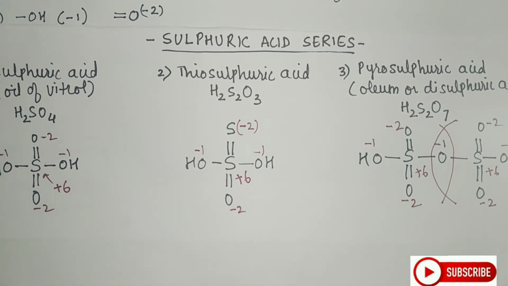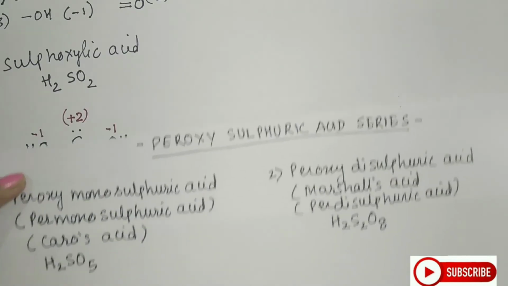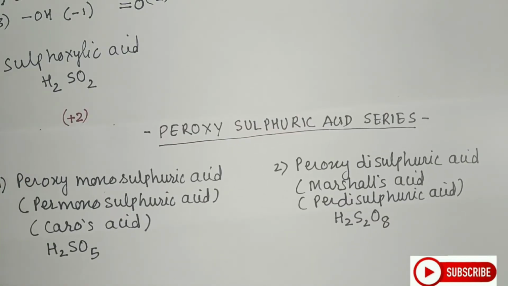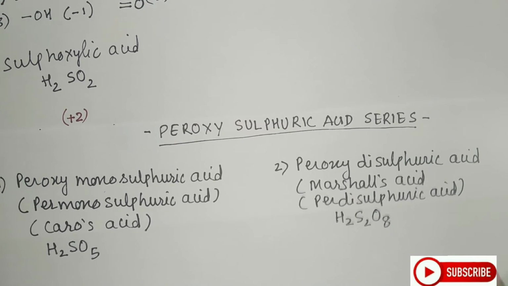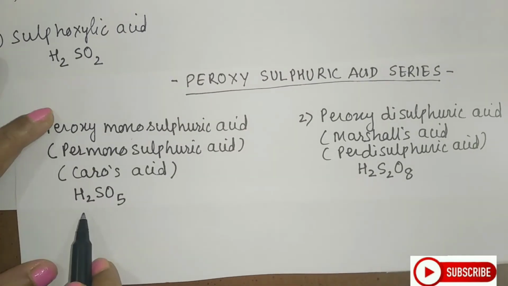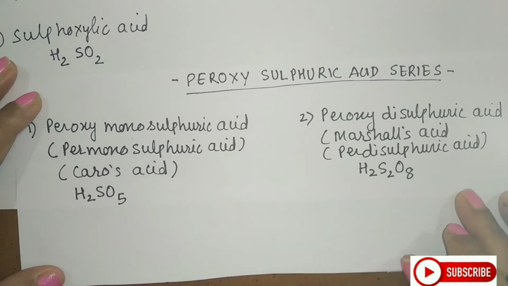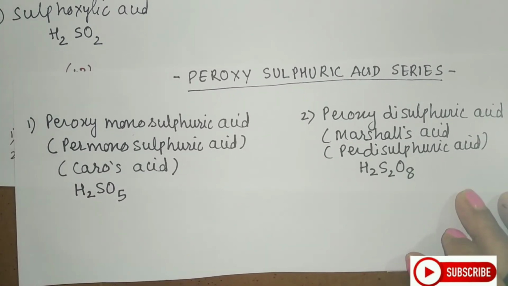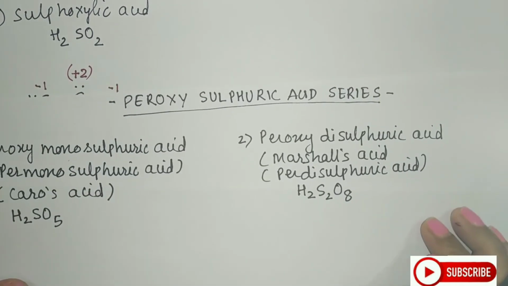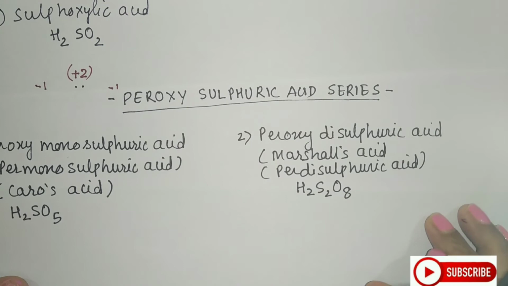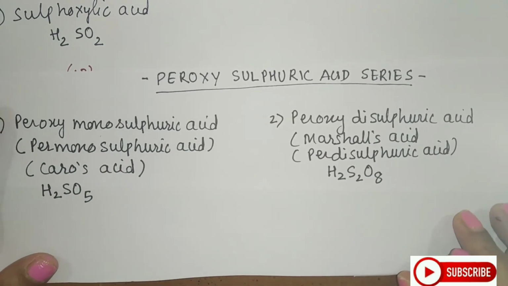So let us move on to the next series, and that is peroxysulfuric acid series. Now students, you can see here that in peroxysulfuric acid series, we have 2 examples. Peroxymonosulfuric acid, that is called permonosulfuric acid, which is also called Caro's acid. And the second is Marshall's acid, that is peroxydisulfuric acid. So let us see how to draw the structure.